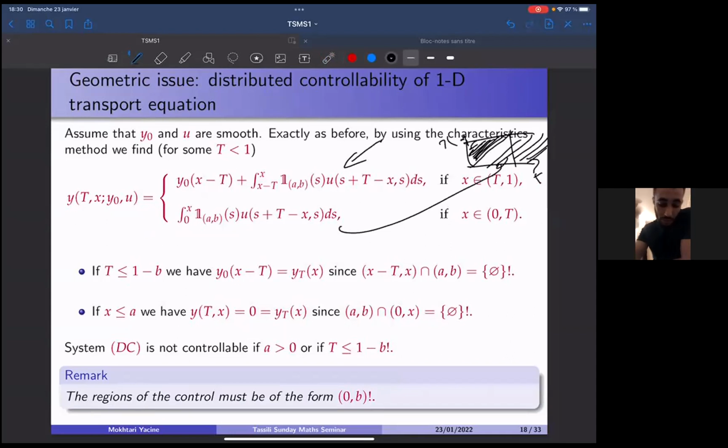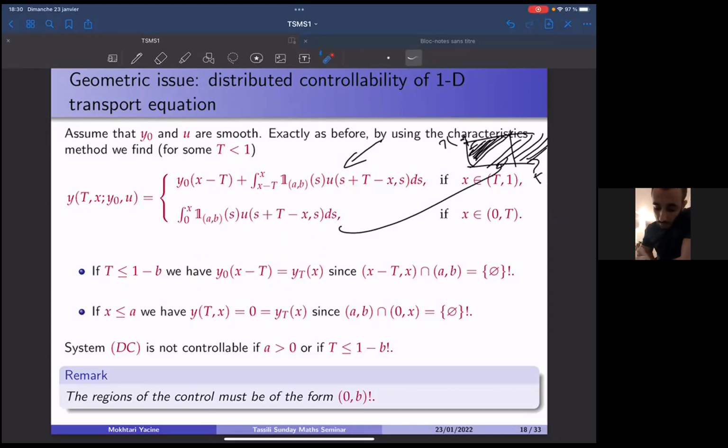And we can see that if the control time is less than 1 minus b, then the intersection of these two sets is the empty set, and that makes this integral 0, and we assume that y_0 equals y_T, and therefore actually there is no control, and we cannot hope that our system is controllable, since we will assume that y_0 equals the target state, which relates the target and the initial state.